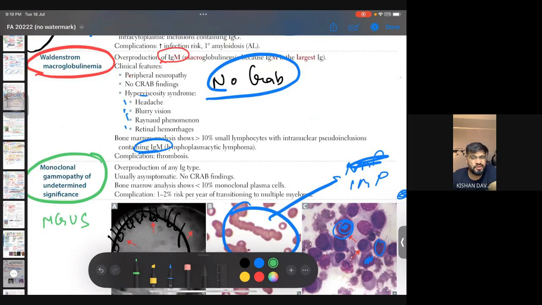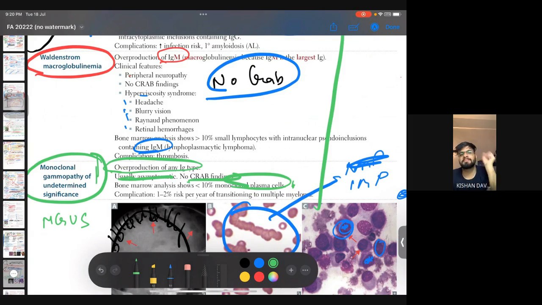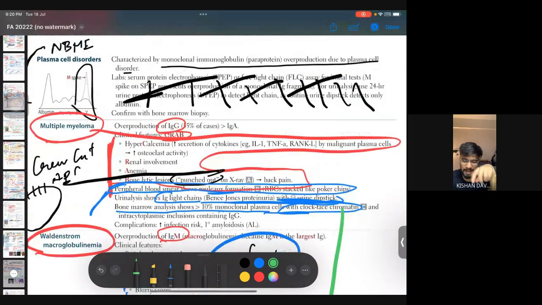They will give you MGUS. They can give MGUS without expanding the full form, so don't get confused that you haven't studied this. Overproduction of any IG type, no symptoms, no CRAB findings, nothing, just plasma cells. It can be G, it can be M also, but then you need to look out. If CRAB findings and hyperviscosity symptoms are not there, then you go for MGUS. Plasma cells will be there in all three, but you just have to pick out the symptoms. So this is about the plasma cell disorders, and this is also high yield. Note this down.